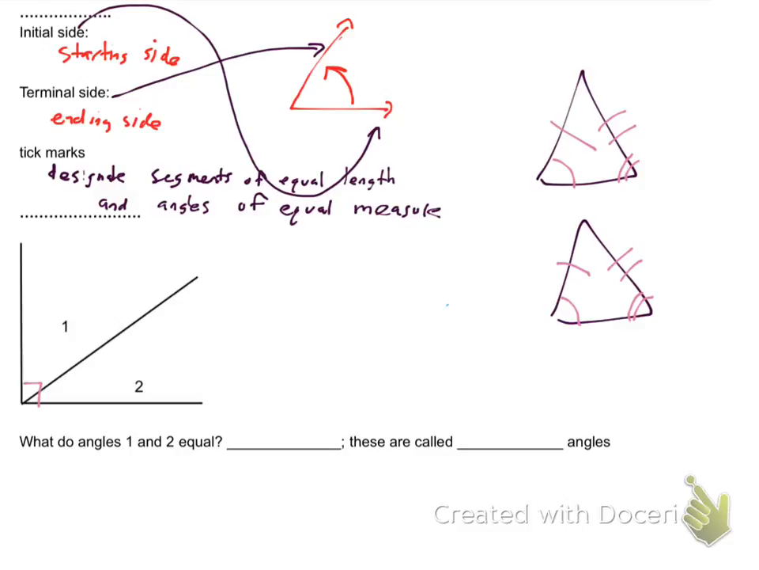What do the angles 1 and 2 equal? Basically, when I add them up, what does that equal? Annabelle? 90 degrees. And when I add angle 1 and 2 to get 90, we see these angles are... Complementary. They're complementary angles. Complementary angles add up to 90 degrees.